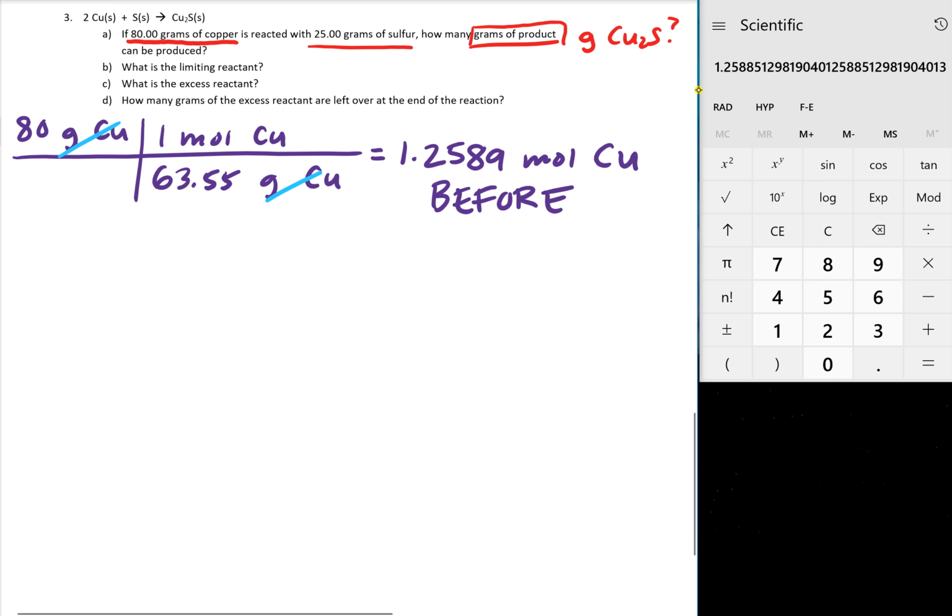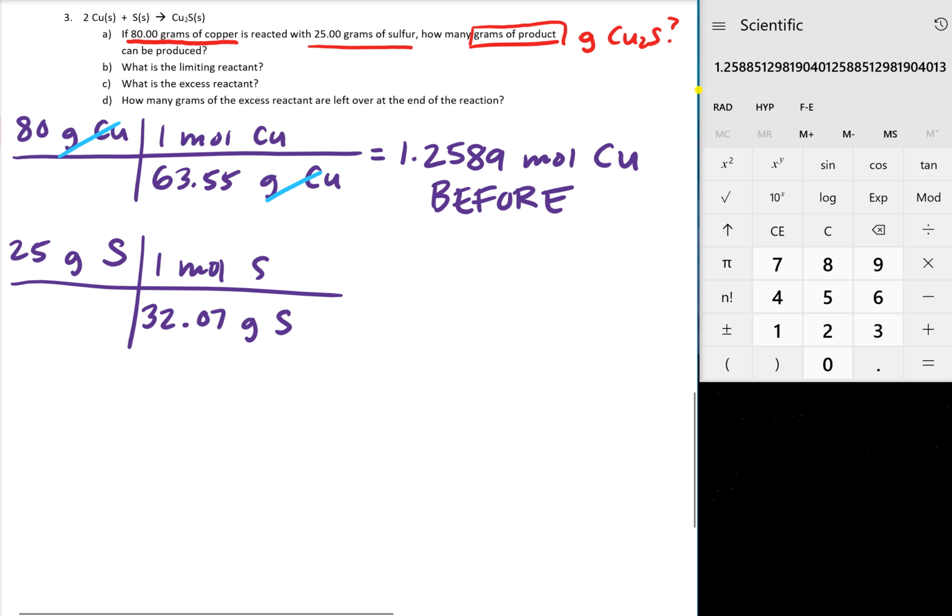We're going to repeat for sulfur. There are 25 grams of sulfur given to us in the problem. 1 mole of sulfur has a mass of 32.07 grams. Grams cancel, you're left with moles. So 25 divided by 32.07. Again, 4 decimal places, 0.7795 moles of sulfur is the before value.